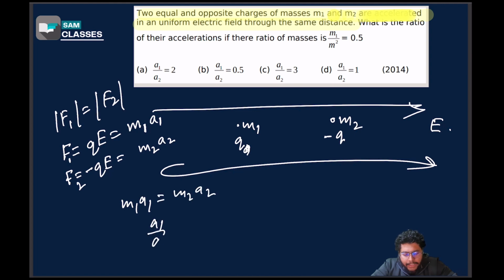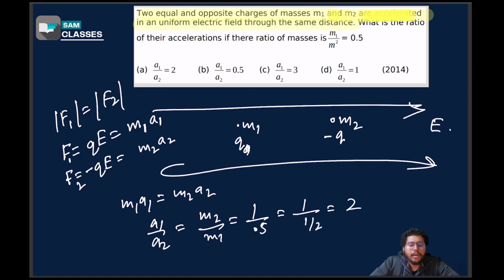So I can write a1 by a2 is equal to what? m2 by m1, and that is equal to 1 by 0.5, which is 1 by half. So that is equal to 2, correct? What was so difficult about it? Learning the force formula, nothing. Whenever a charge is there and an electric field is there, force is equal to what? Q into E, charge into electric field. And the other formula, the moment it has motion, it has acceleration, force is mass into acceleration. That's it. If you remember these two formulas, this question is very, very easy.